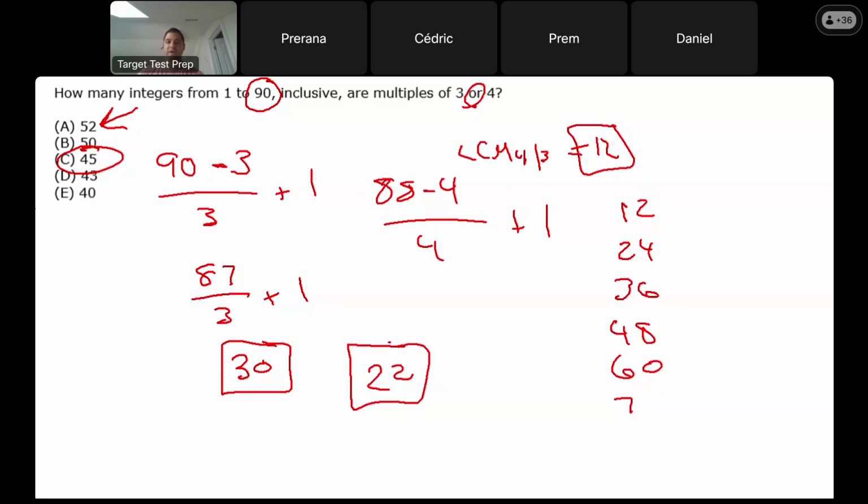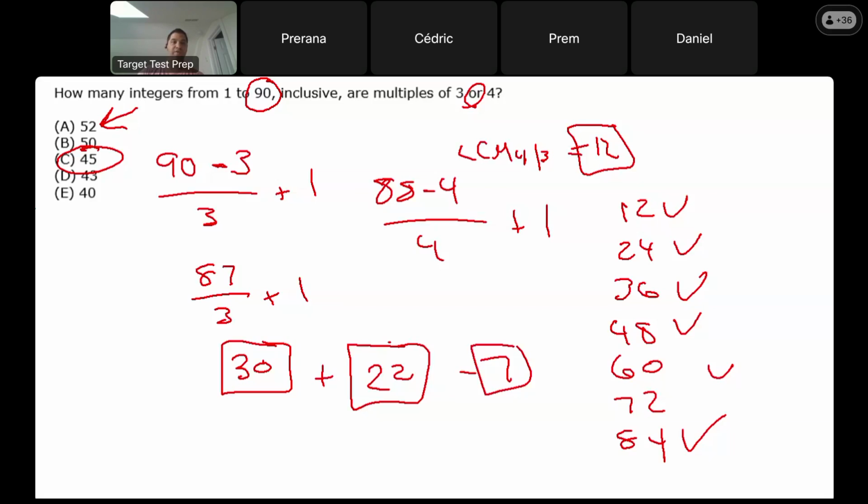So then 60, 72, 84, and yeah, that's it. So 1, 2, 3, 4, 5, 6, 7. There you go. 30 plus 22 minus 7, 45 is your answer.